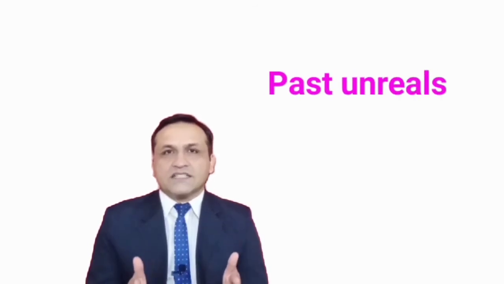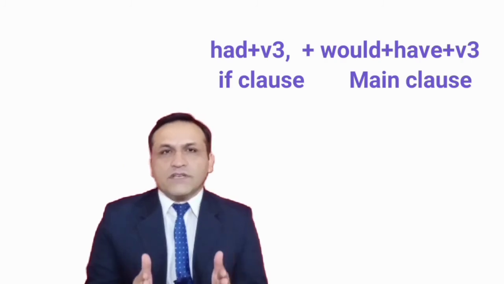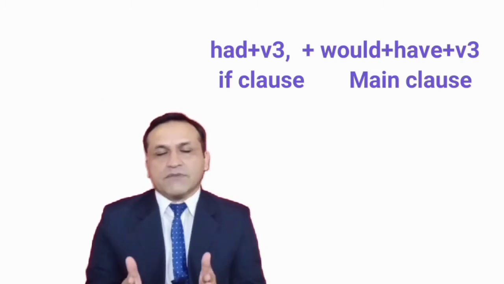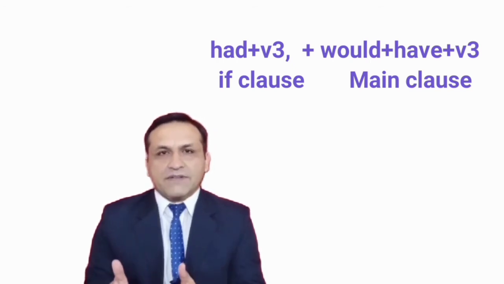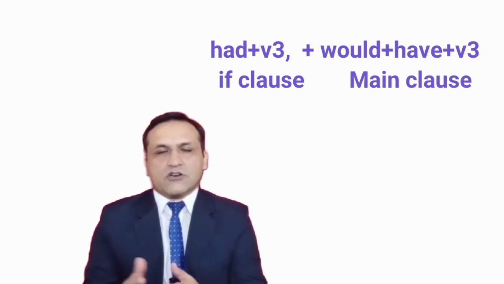Type 3 conditional sentence. It expresses a past unrealistic situation. The third conditional mood expresses a situation that could have only happened in the past if a certain condition had been met. Let's talk about its structure. We always use had plus third form of the verb in the if clause, and we use would plus have and then third form of the verb in the main clause or result clause.